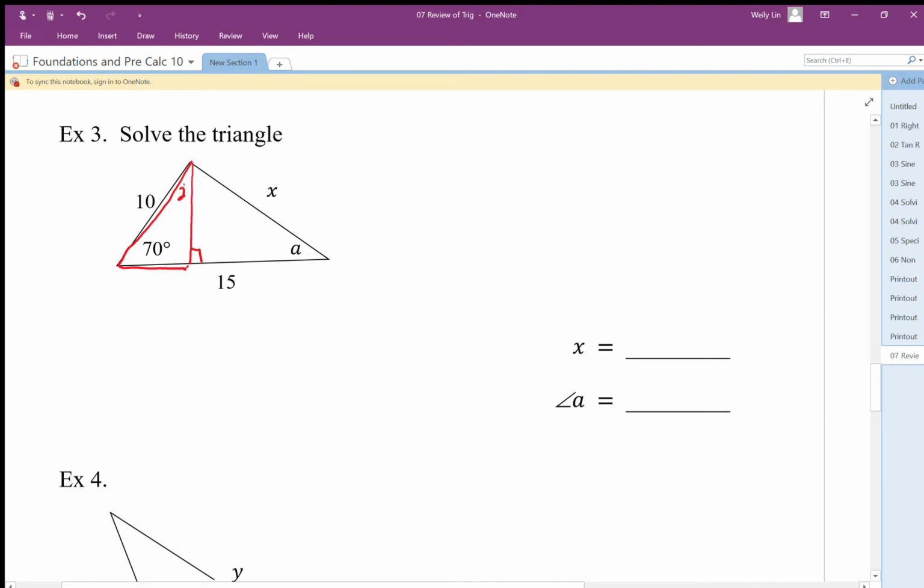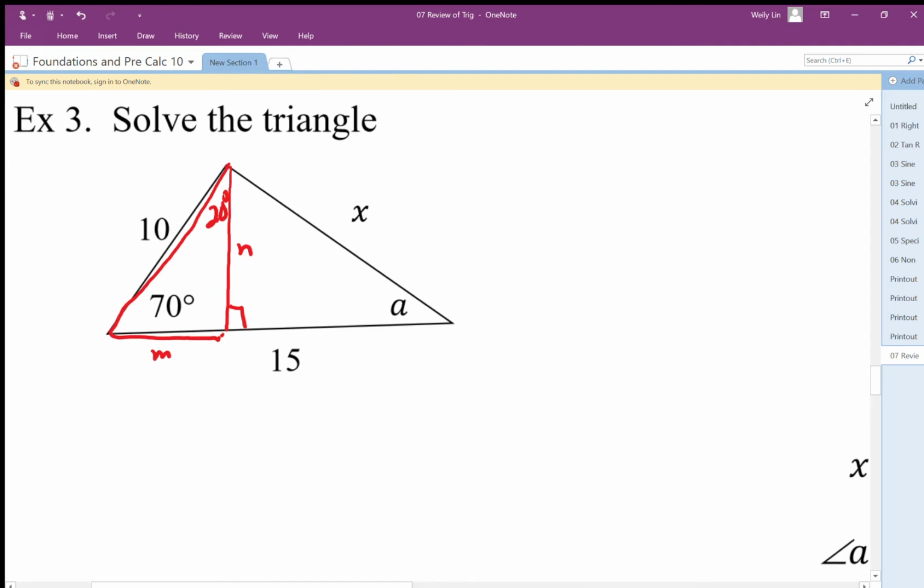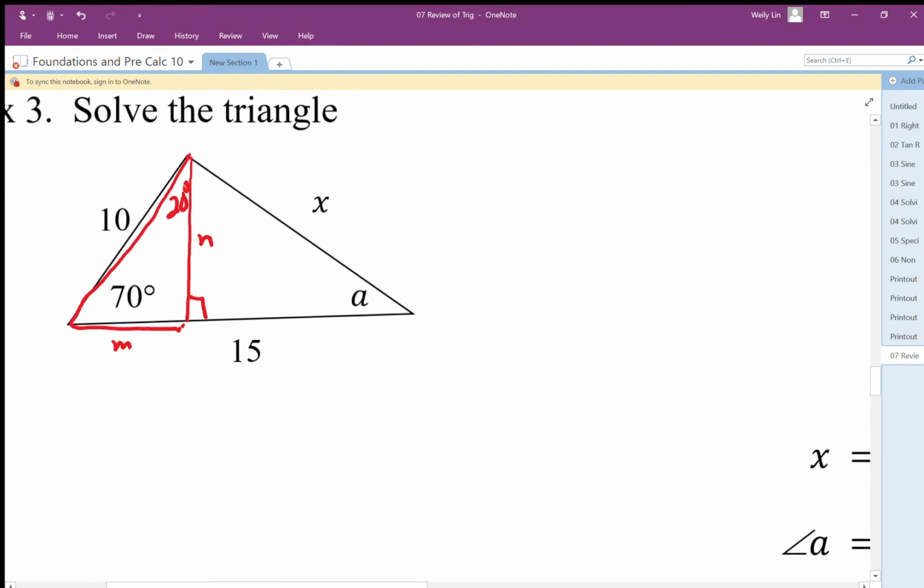I'm just going to fill in the angle that I know right now. That's 20 degrees. And we're going to solve for these two sides. I'm going to call them M and N. Zoom in a little bit so we can see better. I'm going to start by solving for that vertical line, or what we call the altitude, because that's really the key piece in this triangle.